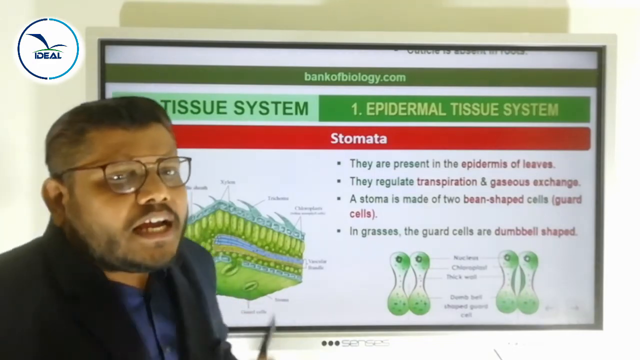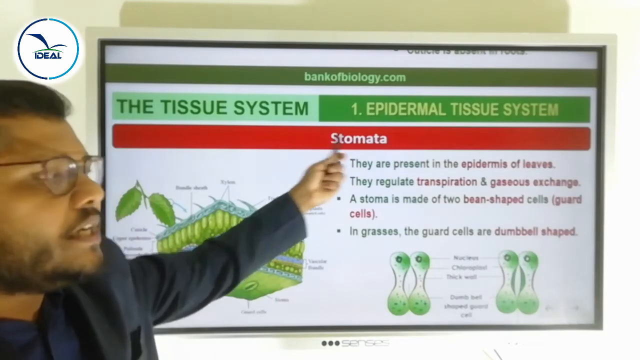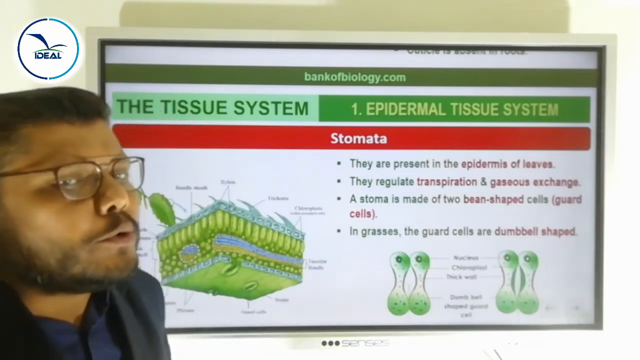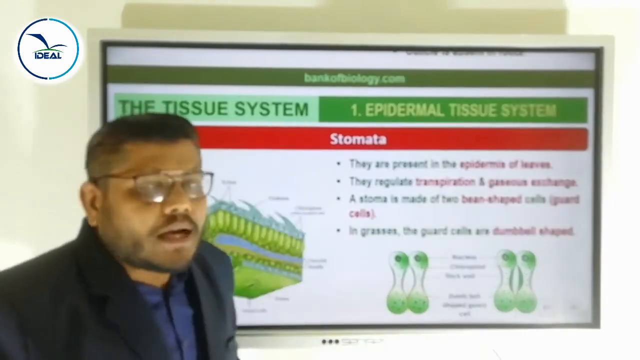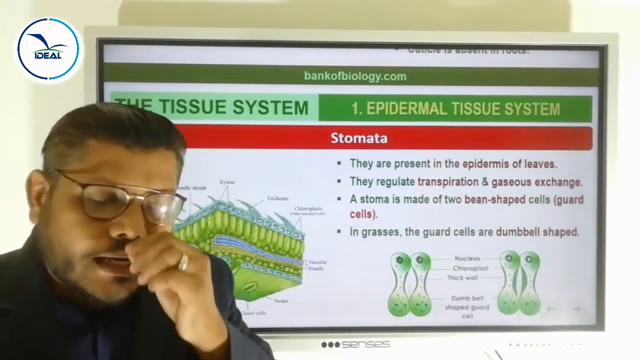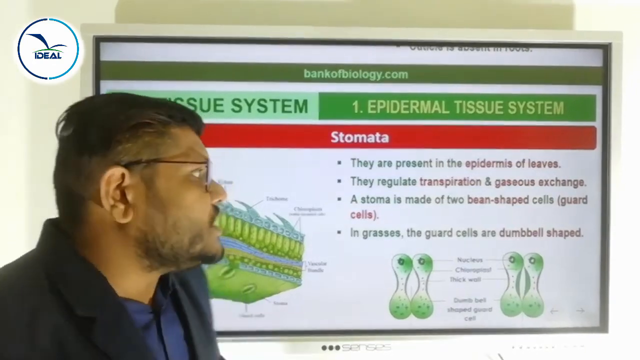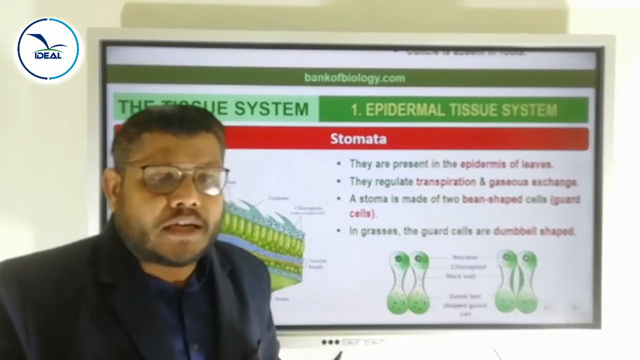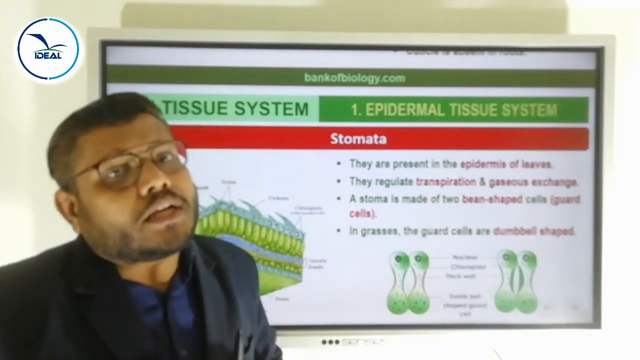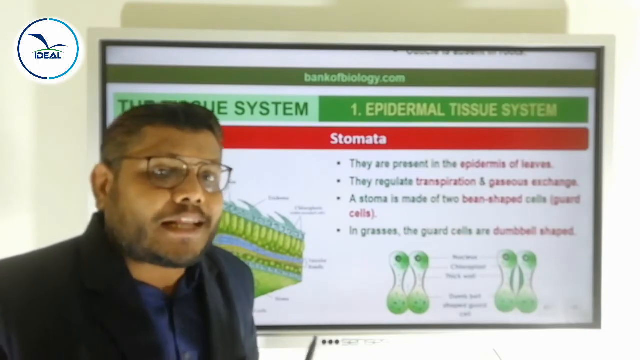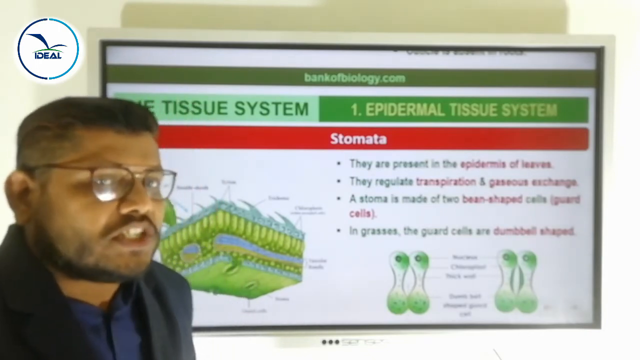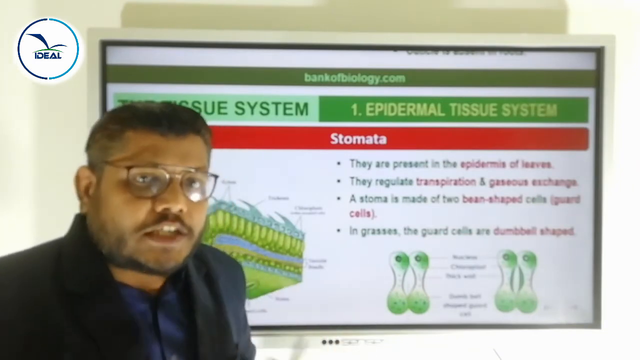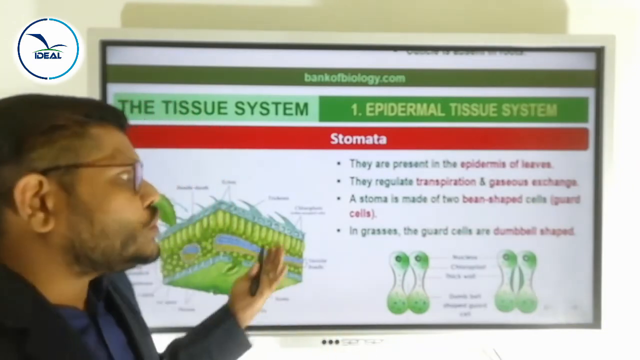What is stomata? They are the minute pores present in the epidermis of the leaves. What is the role of the stomata? It regulates transpiration and gaseous exchange. What is transpiration? Loss of water, or we can say that excess water is expelled out through the stomatal pore. That is called transpiration. Then another one is gaseous exchange. Gaseous exchange means respiration. Plant respiration takes place through stomata.